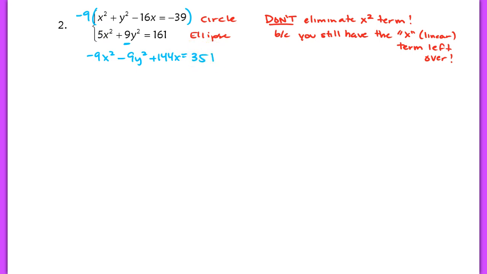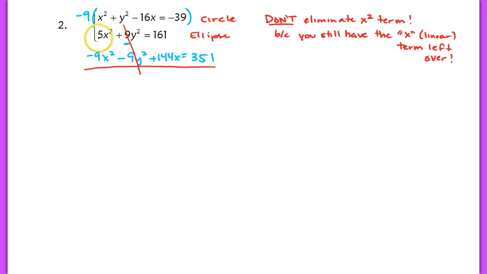Let me pause. Okay, yes, it was 351. All right, so now what we're going to do is add these two lines together. Clearly the 9y squared and the -9y squared will cancel out, and what's great about that is we no longer have any y left over whatsoever. Everything else in our equation will be left in terms of x.